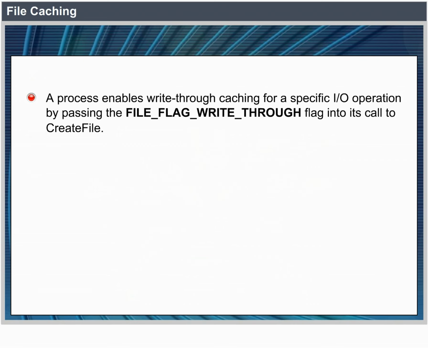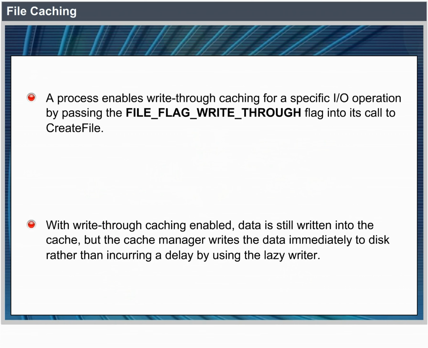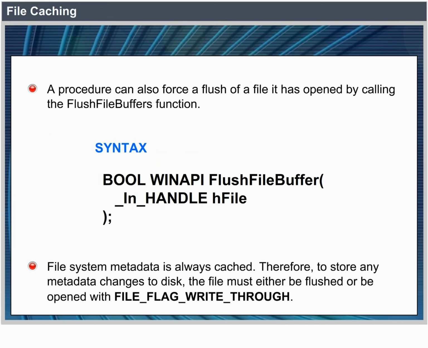With write-through caching enabled, data is still written into the cache, but the cache manager writes the data immediately to disk rather than incurring a delay by using the lazy writer. A process can also force a flush of a file it has opened by calling the FlushFileBuffers function. File system metadata is always cached. Therefore, to store any metadata changes to disk, the file must either be flushed or be opened with FILE_FLAG_WRITE_THROUGH.